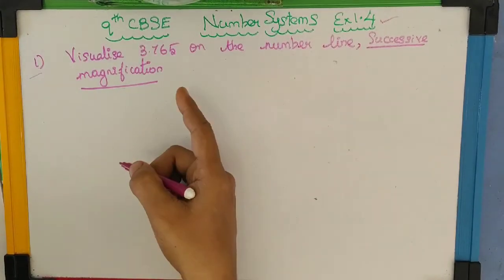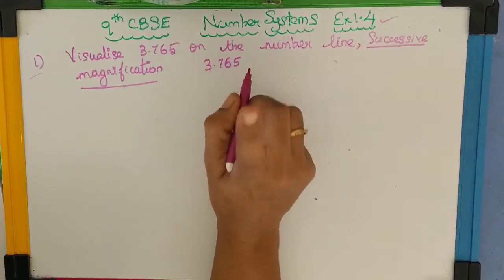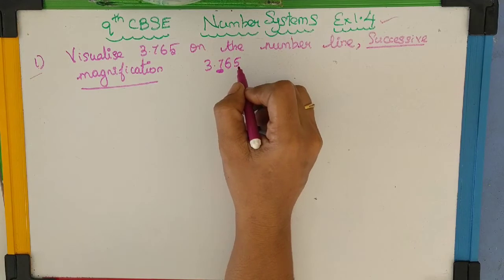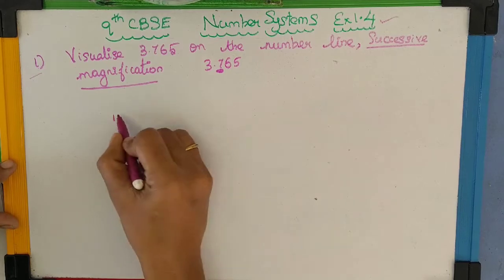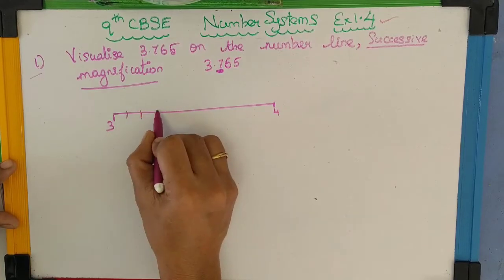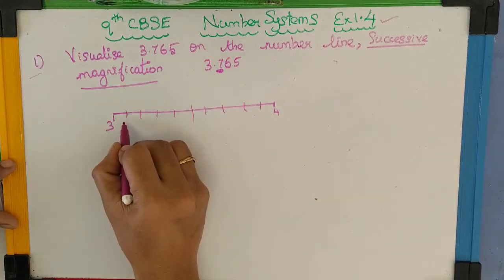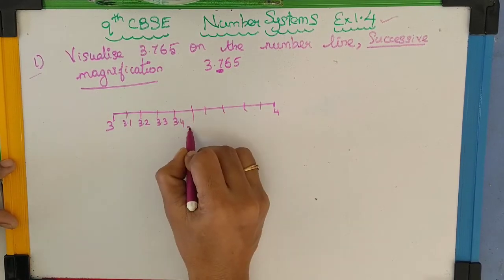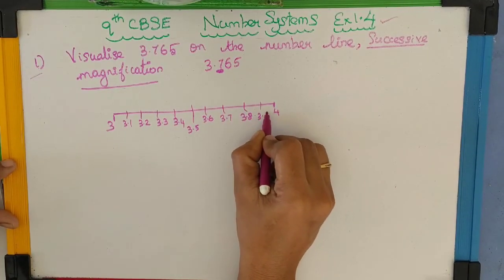What do you mean by successive magnification? First, we visualize the first decimal, then the second, then the third decimal. So now we are going to visualize the first decimal, that is 3.7. What should be the number line? It should be between 3.1 to 3.9. Understand? We have to visualize the first decimal point. So 3.1, 3.2, 3.3, 3.4, 3.5, 3.6, 3.7, 3.8, 3.9 and 4.